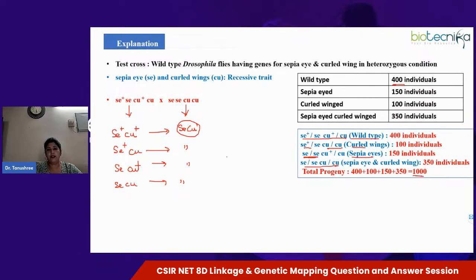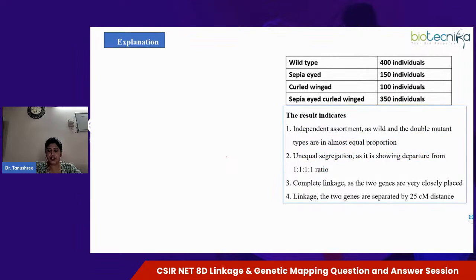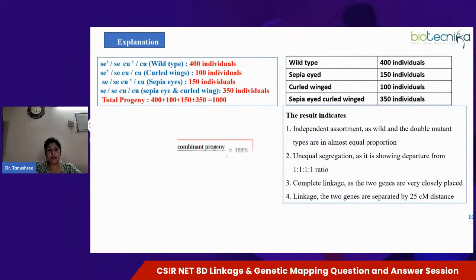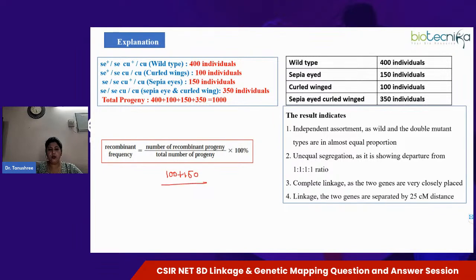The formula for calculating the recombination frequency, please always remember, is the number of recombinants divided by the total number of progeny, into 100. So here our recombinants are 100 plus 150, total number of progeny is 1000, into 100. When you solve it, you will get 25 centimorgan. This confirms our answer: the answer is option 4.